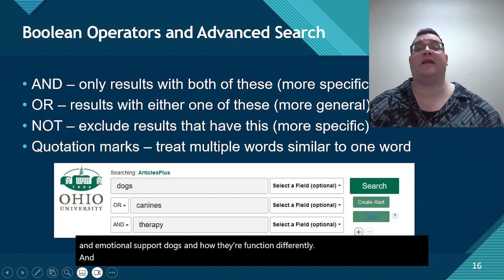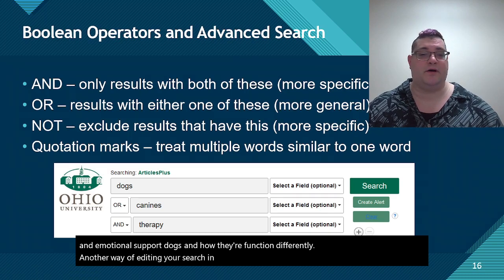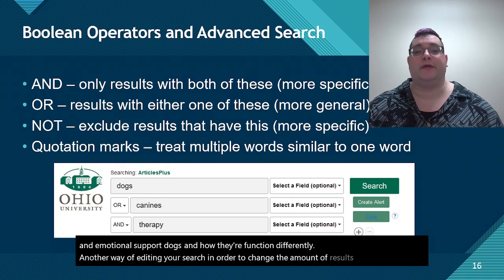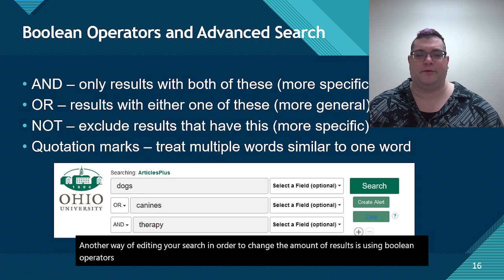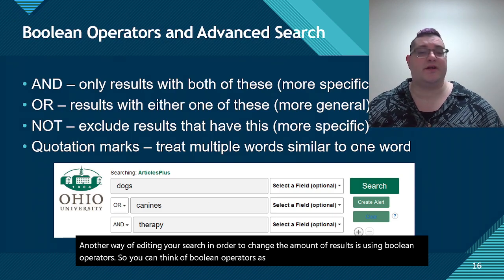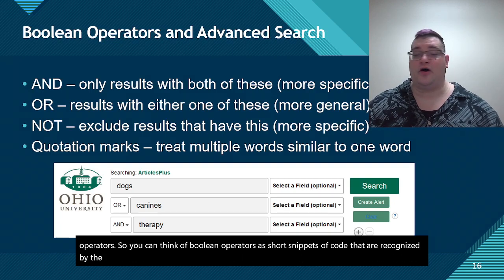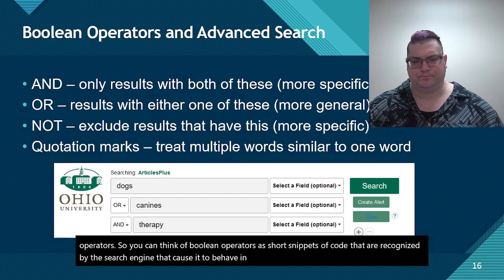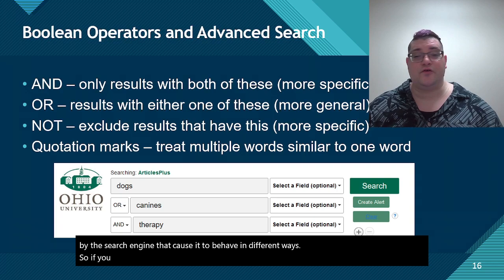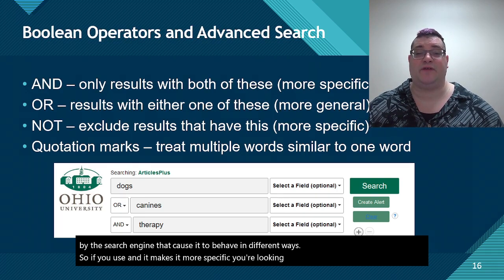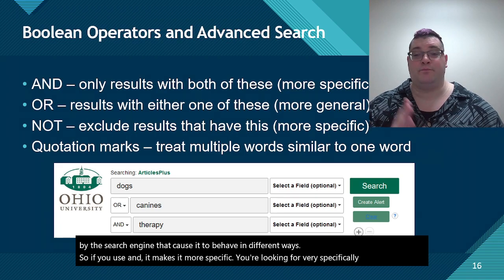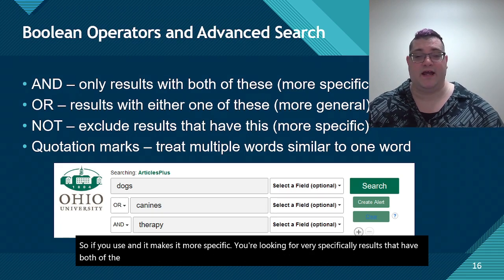Another way of editing your search in order to change the amount of results is using Boolean operators. You can think of Boolean operators as short snippets of code that are recognized by the search engine that cause it to behave in different ways. If you use AND, it makes it more specific. You're looking for results that have both of the words on either side of AND.